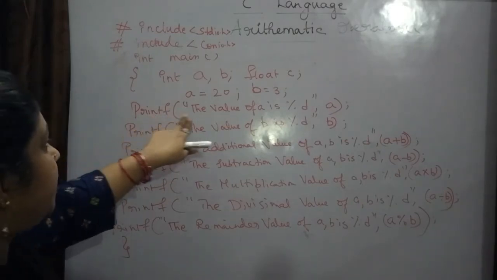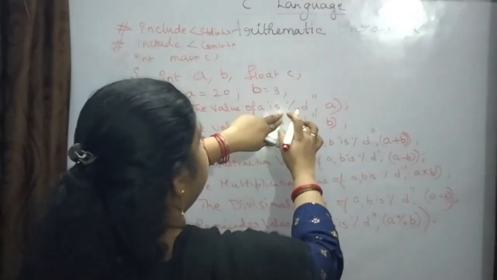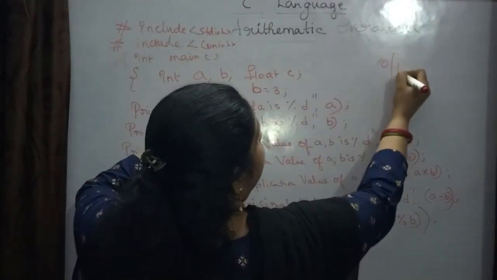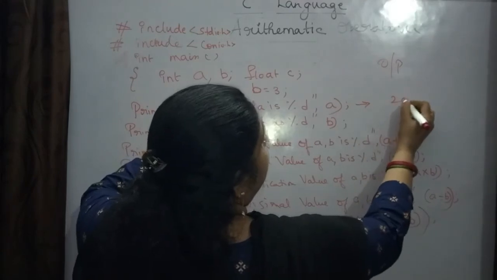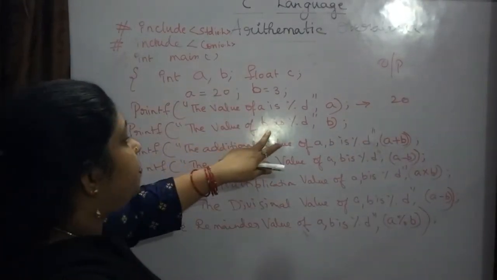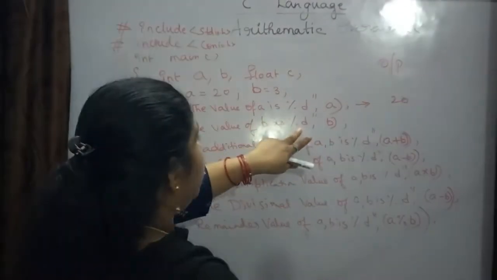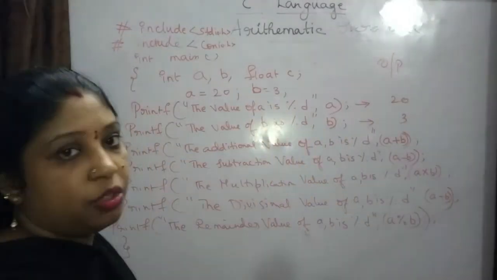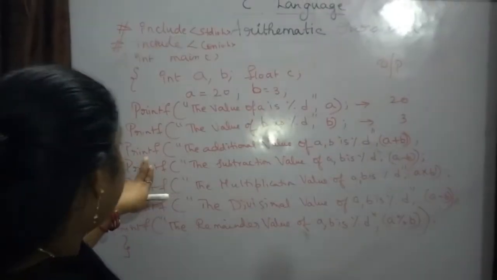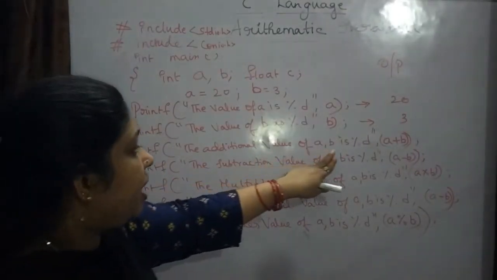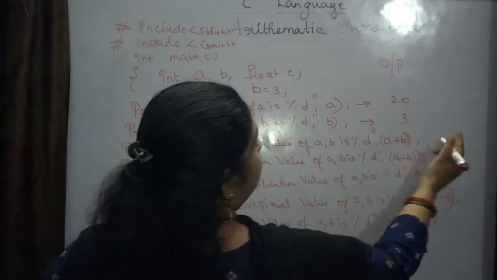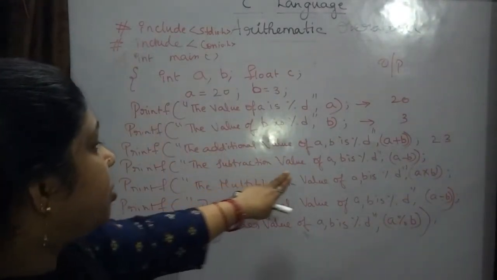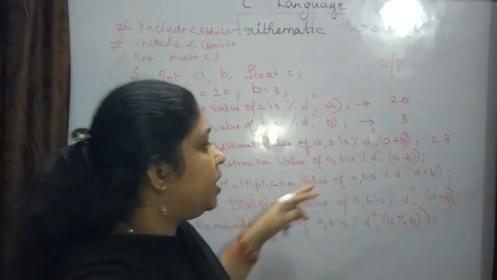So first printf the value of A is %d, means the output will be, I am writing here, 20. The value of B is %d. Here the answer will be 3. So B value is 3. That's why the output will be 3. Next, the addition value of A comma B is A plus B. 20 plus 3 is 23. Output is 23.